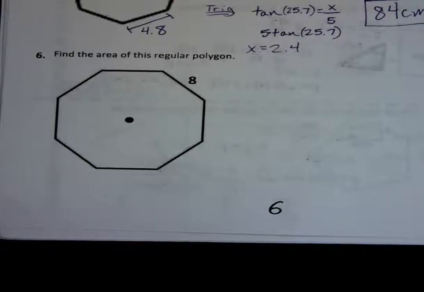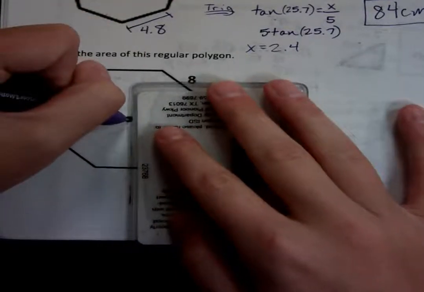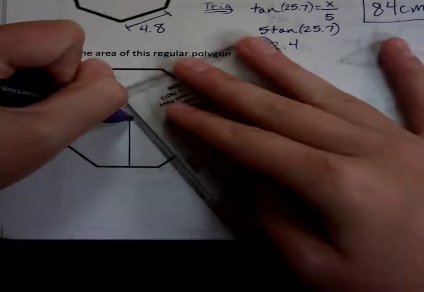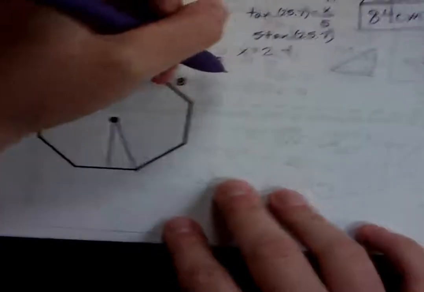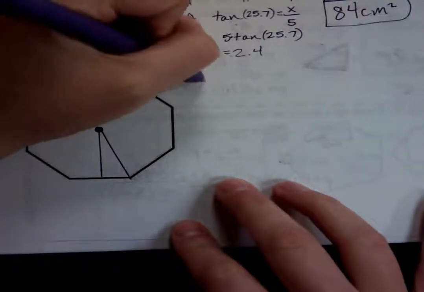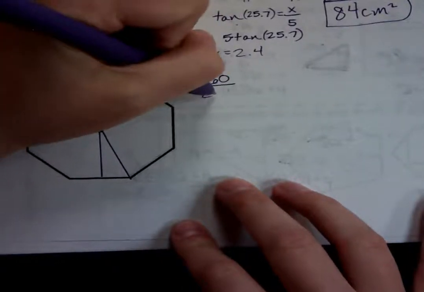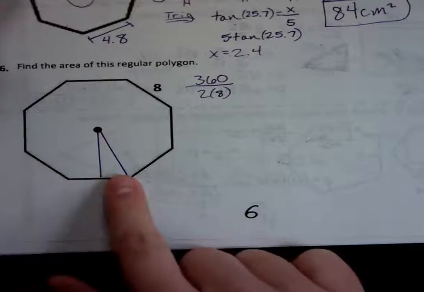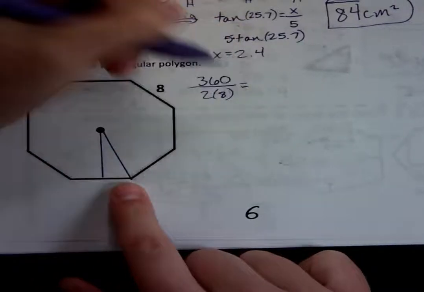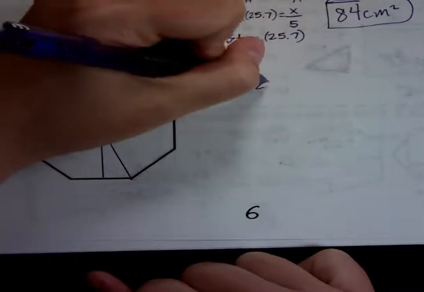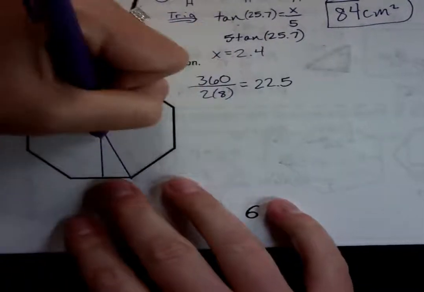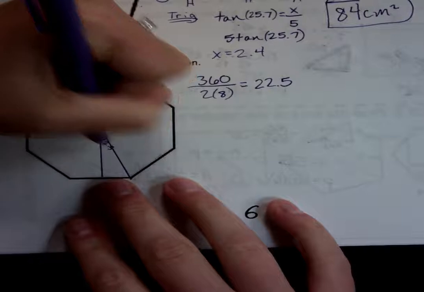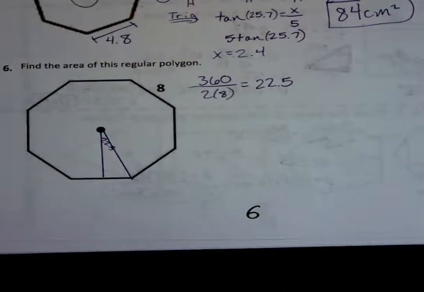Find the area of this regular polygon. So I'm going to draw in my triangle. Remember, you are going to have to do this. You will have to draw in your triangle every time. 360 divided by 2 times the number of sides. That's a stop sign, right? There's 8 sides in the stop sign. 22.5. What an ugly number. But oh well. That's what we're going to use.